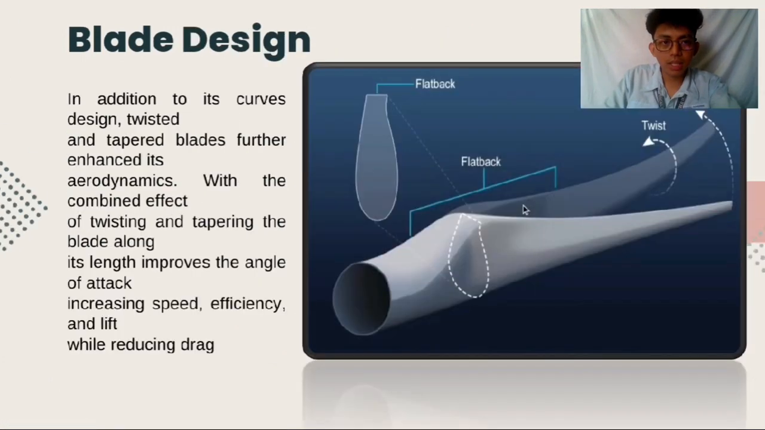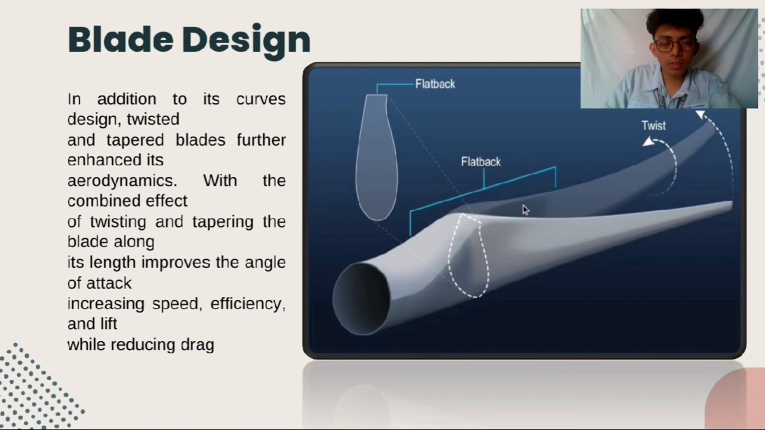So, next naman is blade design. In addition to its curved design, twisted and tapered blades further enhance aerodynamics. With the combined effect of twisting and tapering the blade along its length, it improves the angle of attack, increasing speed, efficiency, and lift while reducing drag. So, hindi lang pala curve ang nagpapabilis ng isang blade. Twisting and tapering din. Sa latter part, tinitwist ang isang blade sa hulihang parte and tinitaper nito ang mga edges para mas mabilis ang pag-ikot ng blade.